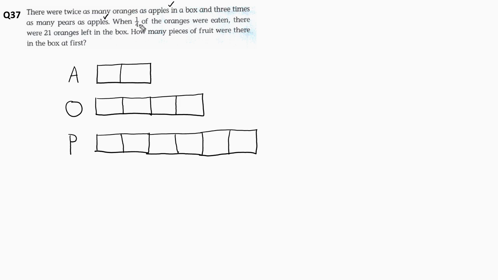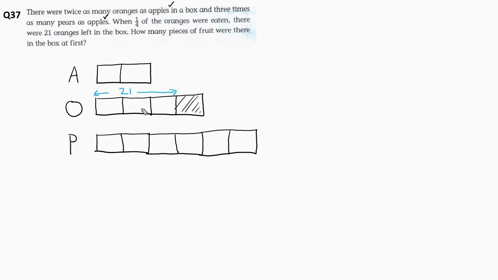So what does it tell me? It says when a quarter of the oranges were eaten. And also, we should note that this is the entire model at the start, because remember we have a beginning situation and an end situation. It says when a quarter of the oranges were eaten, so let's cross off a quarter of the oranges, there were 21 oranges left in the box. Picking another color just for fun. So that means that these 3 parts represent 21 oranges.